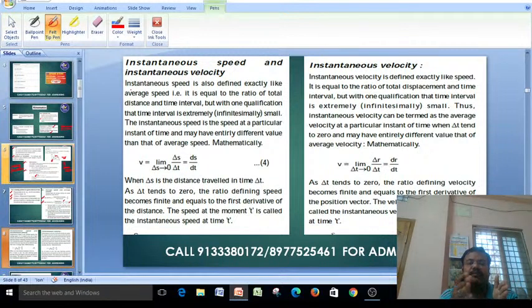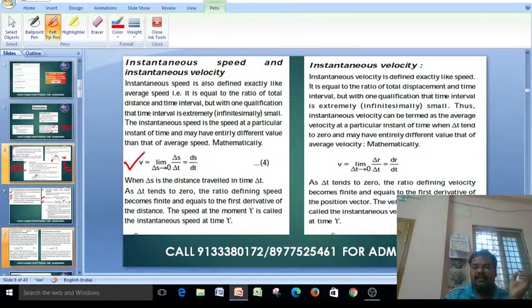So it is equal to the ratio of the total distance and time interval, but with one qualification: that time interval is extremely small. It means the time interval is nearly equal to 0 but not equal to 0. The instantaneous speed is the speed at a particular instant of time and may have an entirely different value than the average speed. Mathematically, how do we represent that?